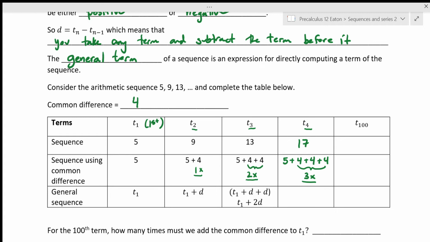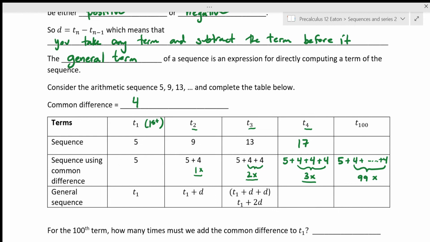So what I'm noticing is that the number of times I had to add 4 was 1 less than the term number, the number that tells me which term it is. So if I have to find T100, I should be adding 4 99 times. So this would be 5 plus 4 plus ... plus 4. When I put an ellipsis in the middle, that means I'm adding 4, and I'm going to indicate that this is 99 times.